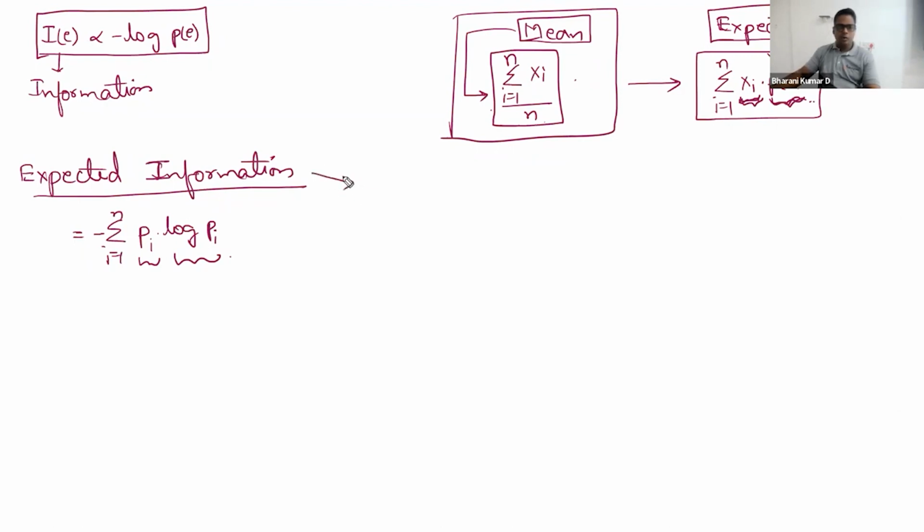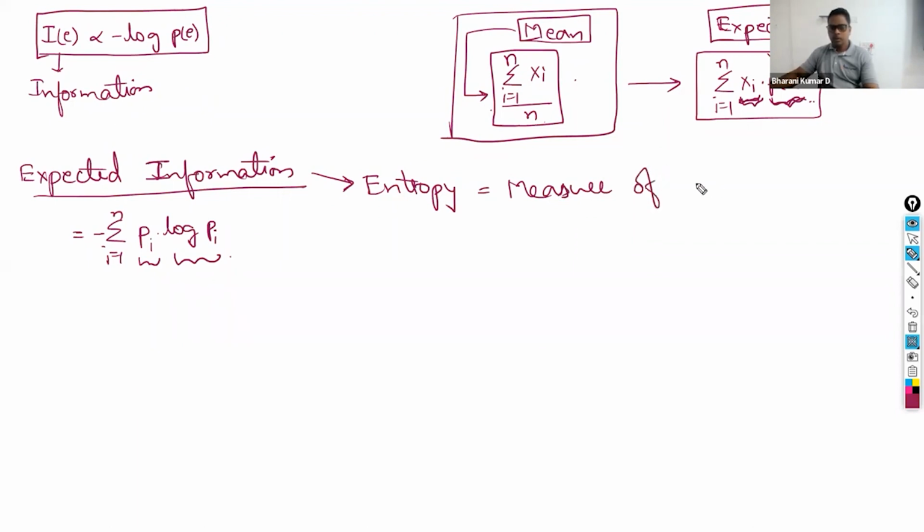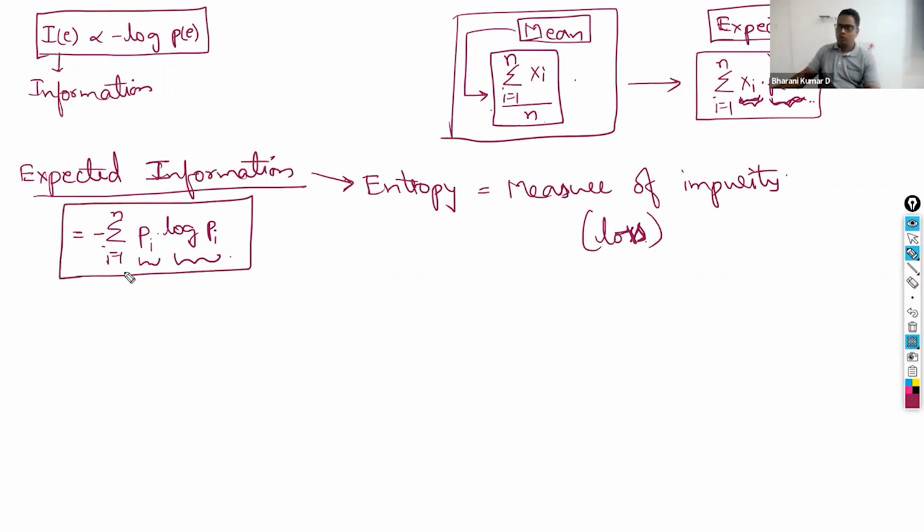And this is given a name called entropy, which is also called a measure of impurity, loss, error, if you want to call it that way. But error and loss are different, but still, if you want to call it error for now, it's absolutely fine. So this is the formula for entropy. Clear?